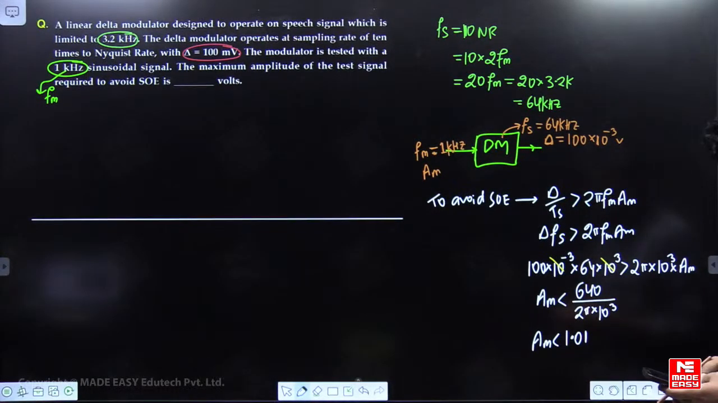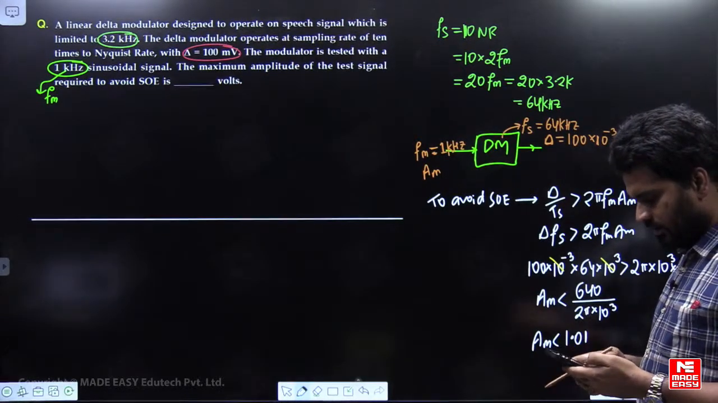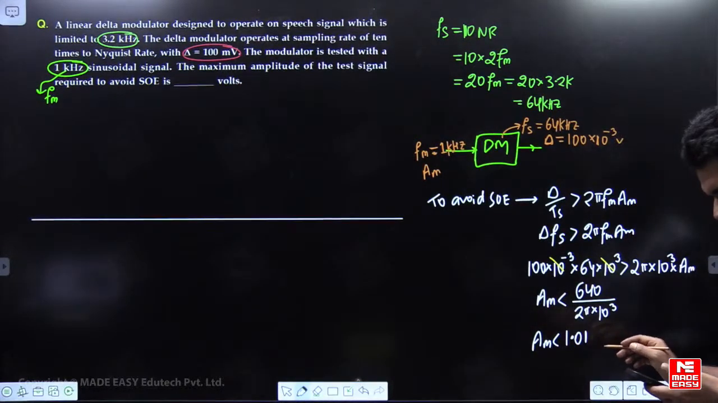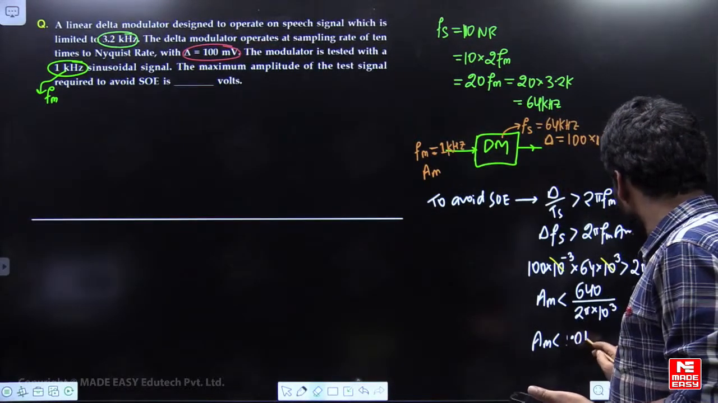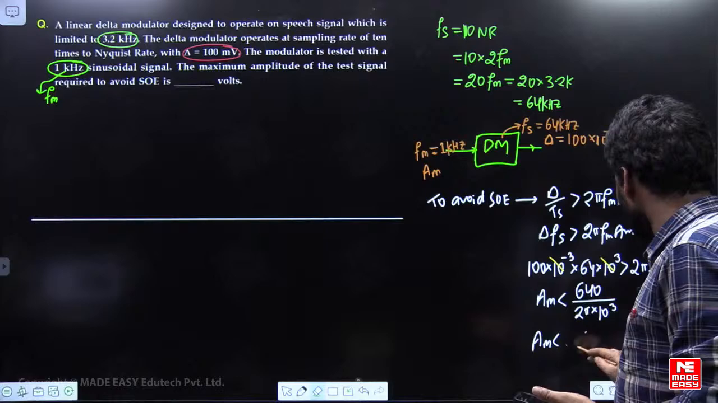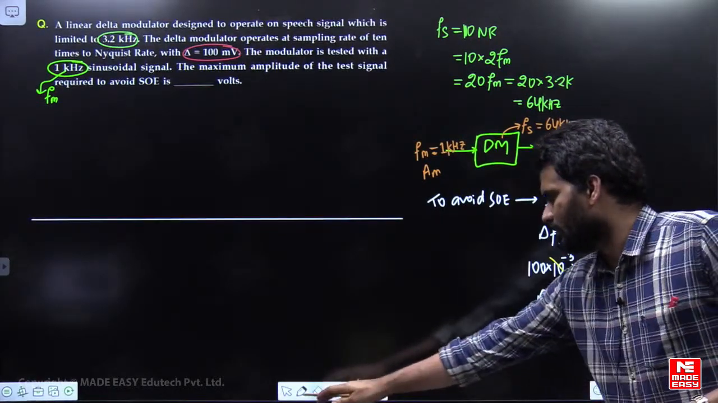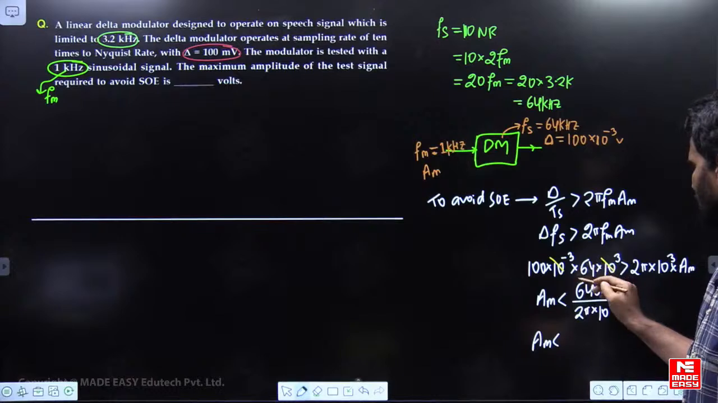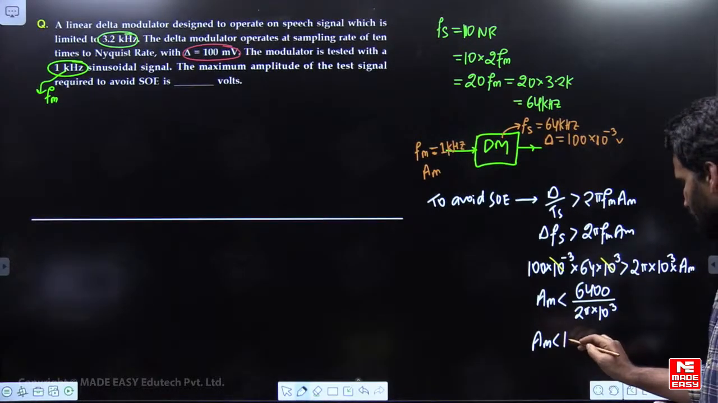I am doing the calculation along with you, using the calculator now. So 0.101 it is getting. How much is it? 6400 this is. I wrote 640 earlier. So 1.01.